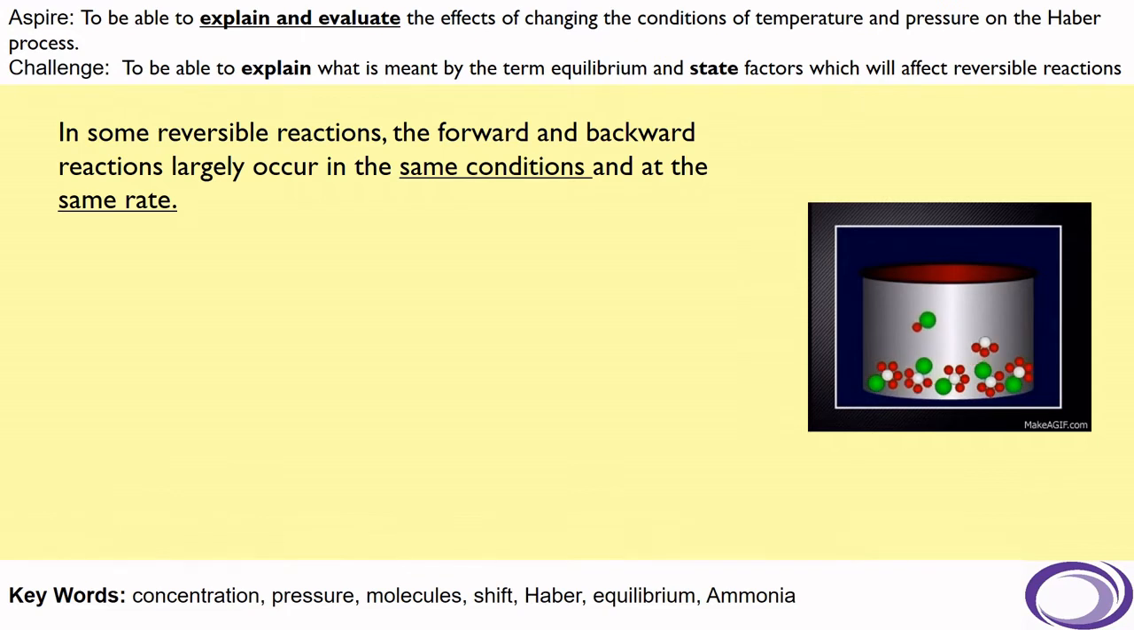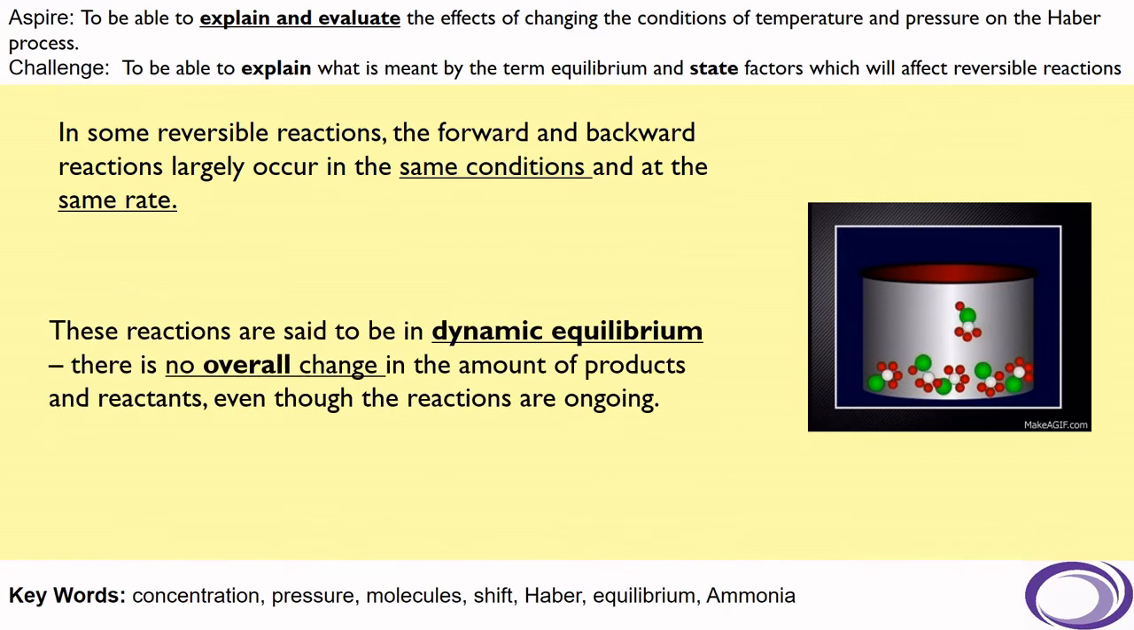So, as we heard in the song, reversible reactions go backwards and forwards, and they largely occur in the same conditions at the same rate. If the forward and the backward reaction are occurring at the same rate, that is said to be in dynamic equilibrium, which means there is no overall change in the amount of products and reactants, even though the reactions are ongoing. So as you can see in the little diagram at the side, the reactants are forming products, and then the products are reforming those reactants. And at any one time, if you looked at that reaction, you'd have the same amount of reactants and products.